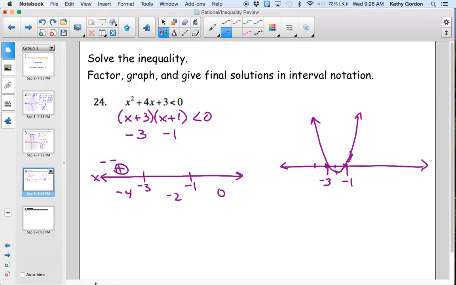With me? Okay. How about negative 2? Is that going to give me positive or negative? How about this factor? So what's a positive times a negative? It's a negative overall. So that section is going to give me negative answers. How about 0? Positive, positive. So overall, it's going to be positive. Now, what was I actually looking for? I'm looking for answers that are less than 0. So do I want the positives or the negatives? I want the negatives. I want this section right here.